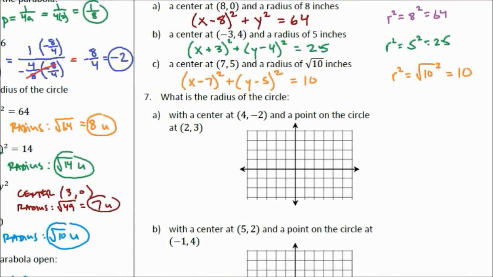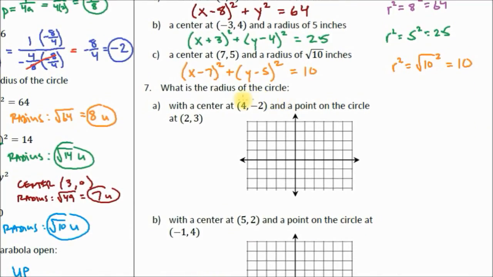All right, number 7. What is the radius of a circle with a center at 4, -2, and a point on the circle at 2, 3? Well, this is going to require us to do some graphing. Class, if I don't give you a graph, all you're finding is the distance between these 2 points. That's a center, and that's on the circle. The distance between these 2 points is a radius. You can use the distance formula, but since we have a graph, let's use it.